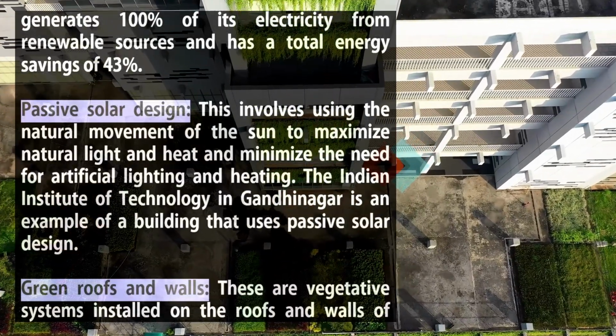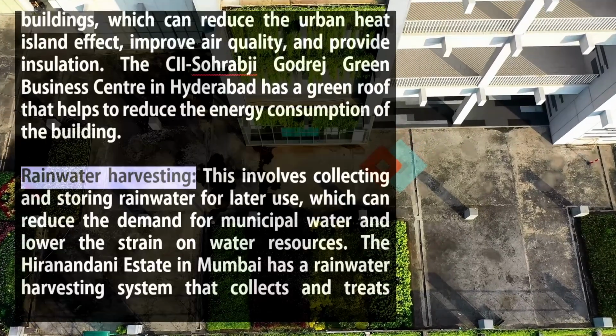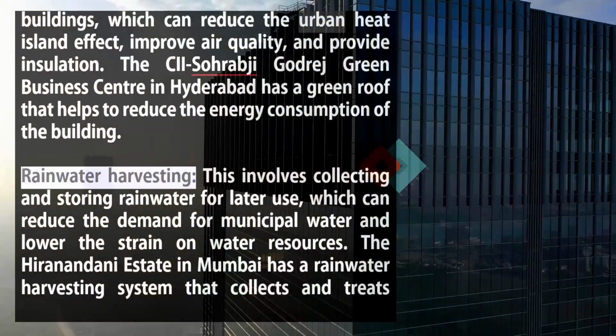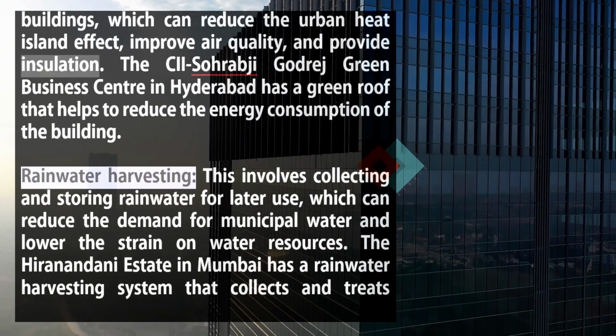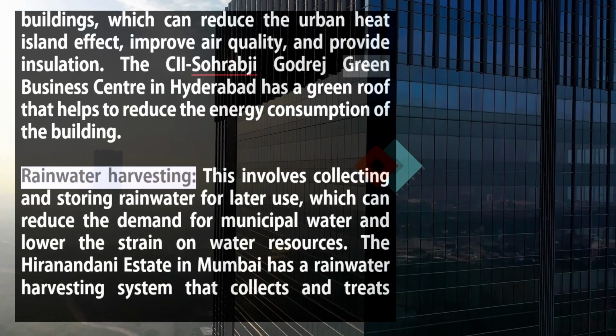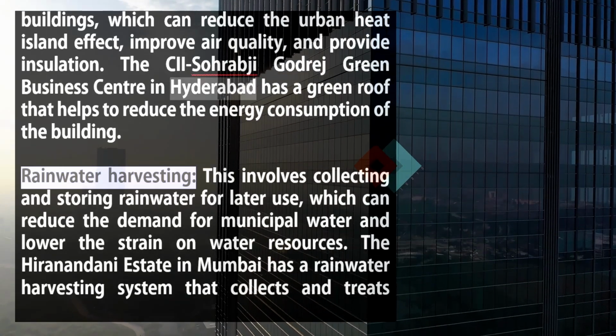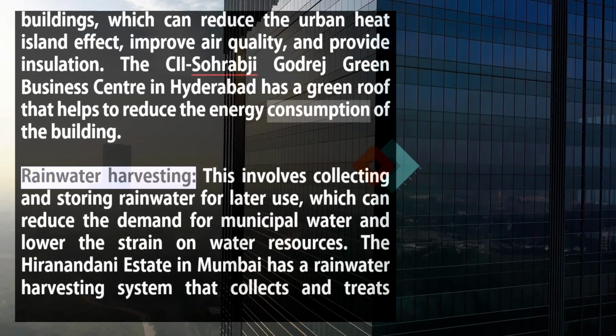Green roofs and walls. These are vegetative systems installed on the roofs and walls of buildings, which can reduce the urban heat island effect, improve air quality, and provide insulation. The CII Sohrabji Godrej Green Business Center in Hyderabad has a green roof that helps to reduce the energy consumption of the building.